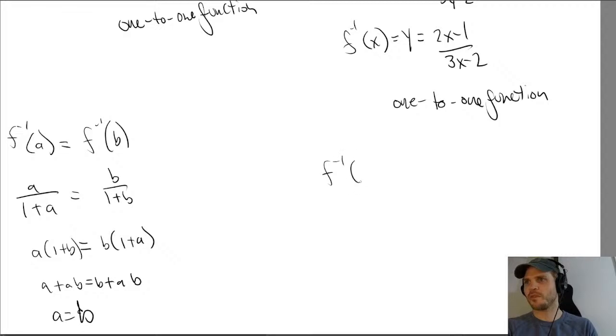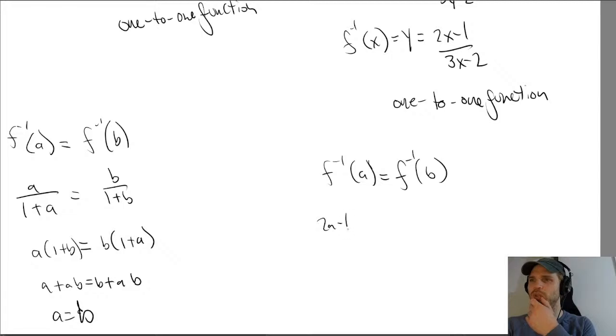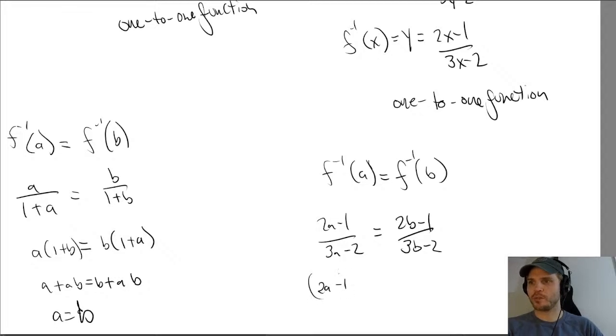So f inverse of a equals f inverse of b. Let's be creative. So what are we going to get? We're going to get 2a minus 1 over 3a minus 2 equals 2b minus 1 over 3b minus 2. Cross multiply: 2a minus 1 times 3b minus 2 equals 2b minus 1 times 3a minus 2.